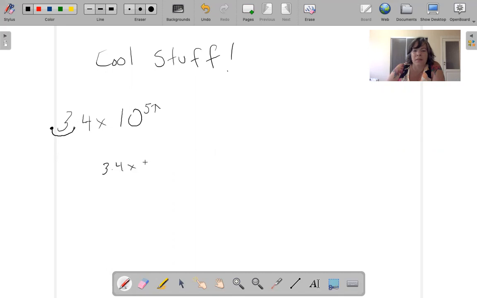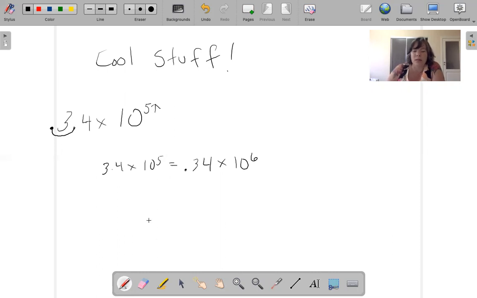3.4 times 10 to the 5th equals, I'm moving this over, 0.34 times 10 to the 6th. Do you see how I did that? All I did was move the decimal over once to the left, and this number went up.